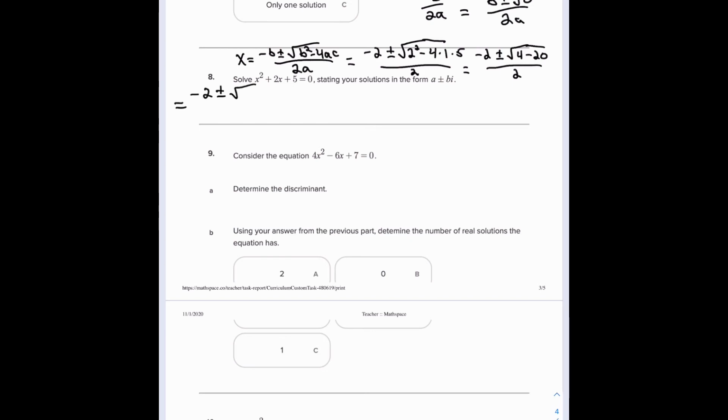Okay, well, 4 minus 20 is negative 16, so this is the same as negative 2 plus or minus the square root of negative 16 all over 2. And we solved what the square root of negative 16 is, right? We said that this was 4i. So our answer is negative 2 plus or minus 4i all over 2. And then it wants this in the form of a plus b times i. So we divide out the 2 and we get negative 1 plus or minus 2i. That's our answer for number 8.